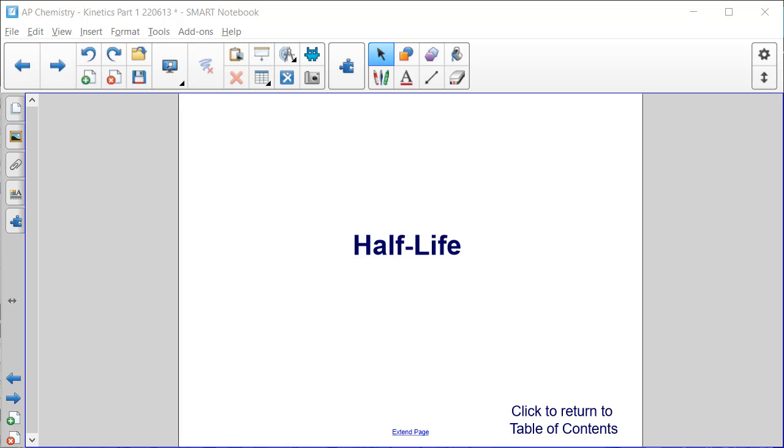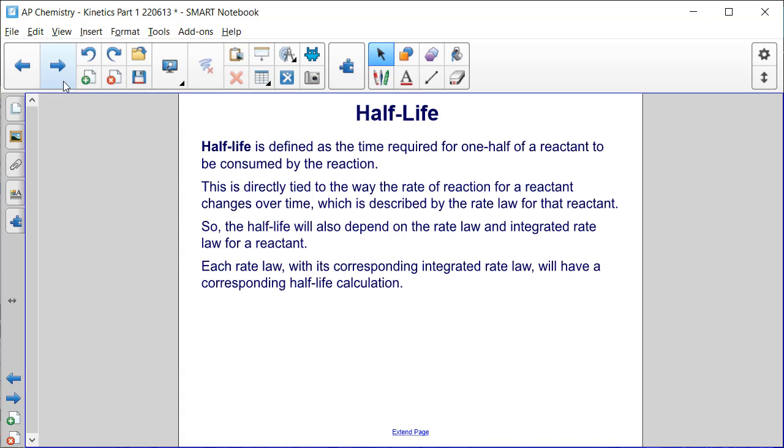In this final section in the unit, Kinetics Part 1, we're going to discuss half-life. Half-life is defined as the time required for 1/2 of a reactant to be consumed by the reaction. This is directly tied to the way the rate of a reaction for a reactant changes over time, which is described by the rate law for that reactant. So, the half-life will also depend on the rate law and the integrated rate law for a reactant. Each rate law with its corresponding integrated rate law will have a corresponding half-life calculation.